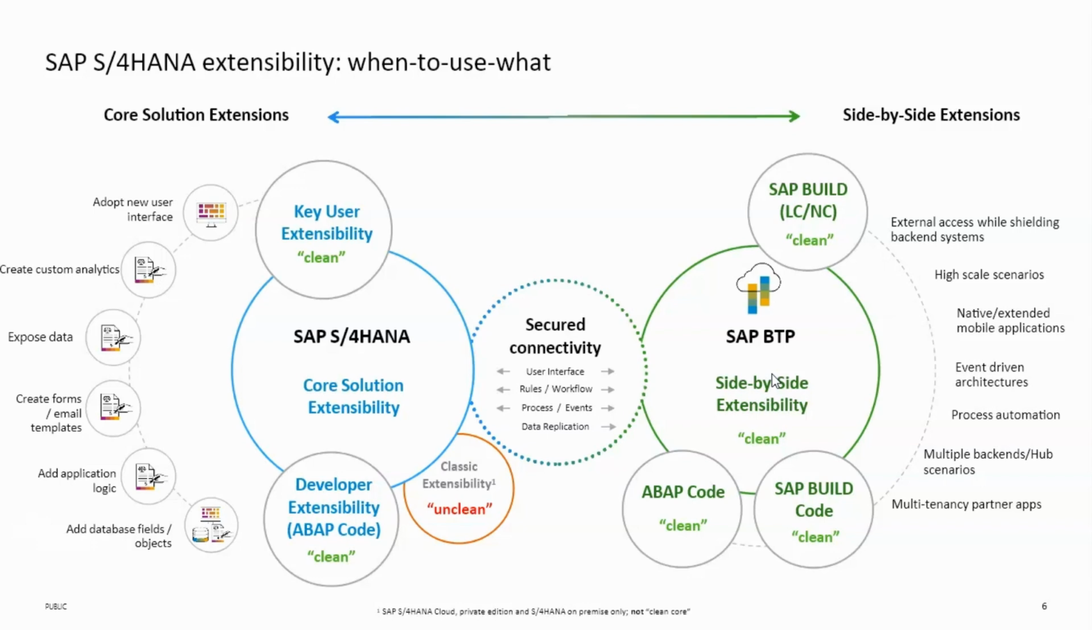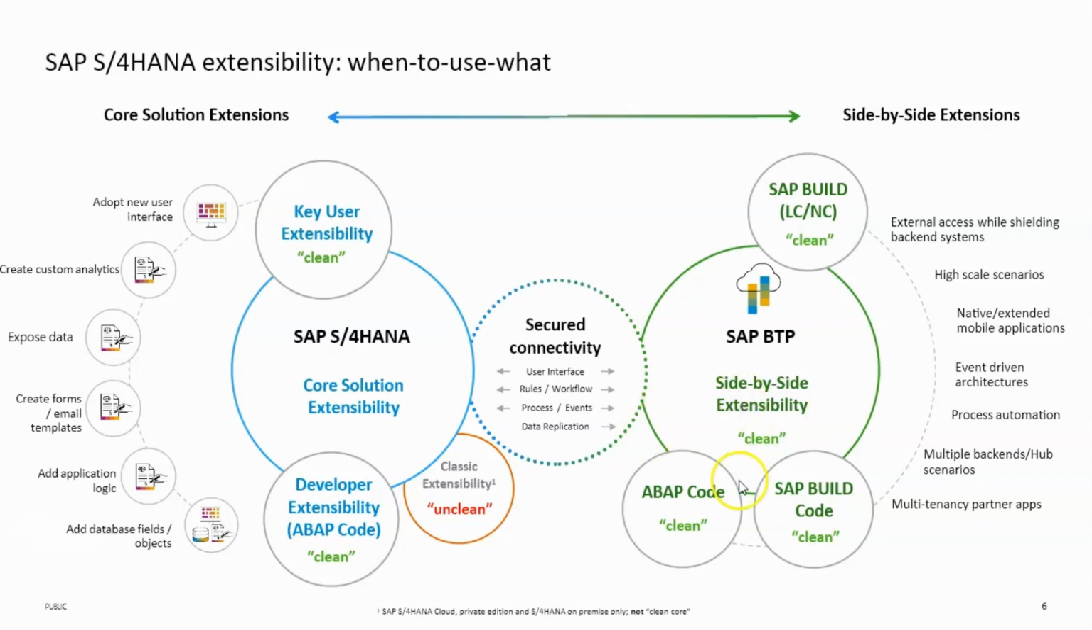Now, in the SAP BTP framework, we can focus on the decision guides, and we can go for the reference architectures, methodologies, recommendations, and DevOps. These are all for the best practices. Now, here in the side-by-side extensibility, we can see that we have got the external access while shielding backend systems, high-scale scenarios, native extended mobile applications, event-driven architectures, process automation, multiple backends, hub scenarios, and multitenancy partner applications.